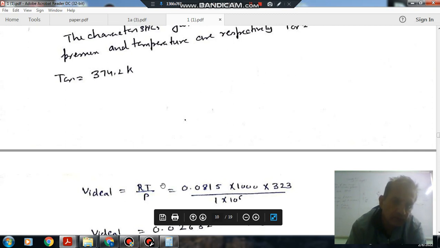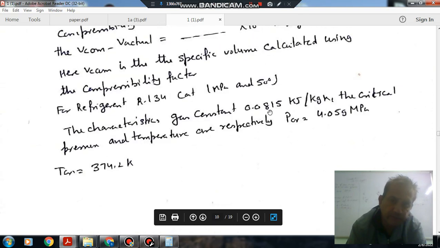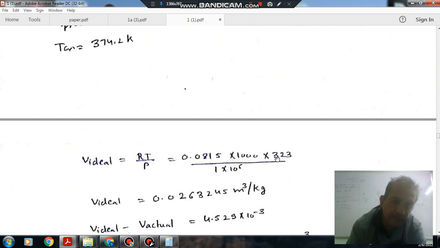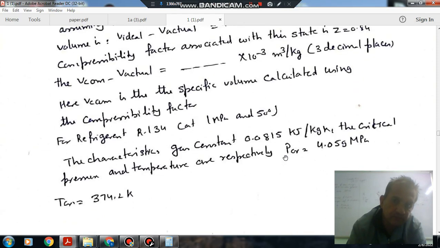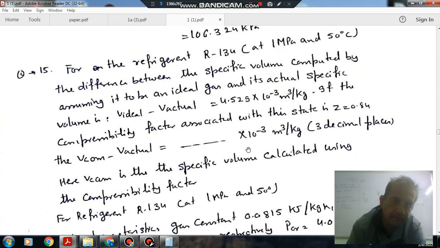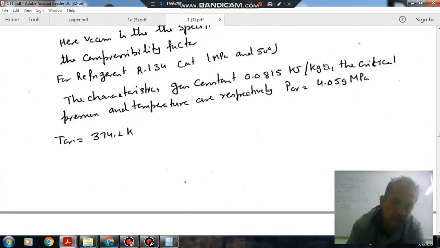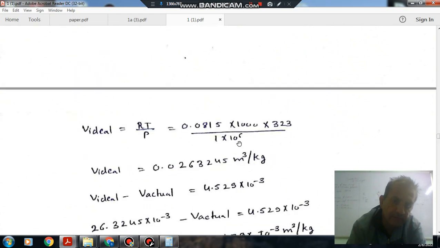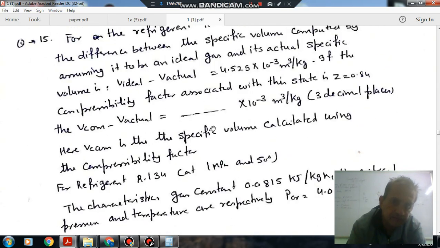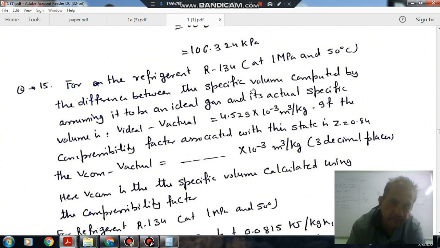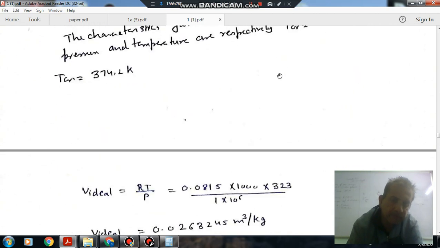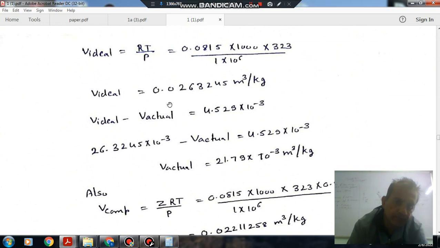Okay, so R is 0.0815 into 1000 in joule per kilogram per degree Kelvin, and temperature is 50 degrees Celsius or 323 Kelvin. Okay, and pressure is 1 into 10 power 6, as the pressure is 1 MPa. Okay, so this is your ideal volume, 0.0263245 meter cube per kilogram.